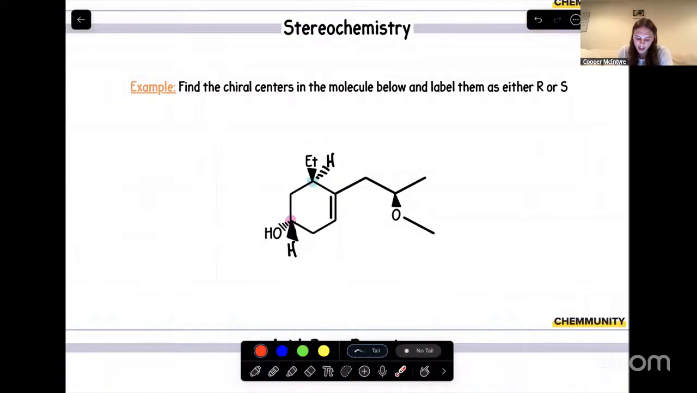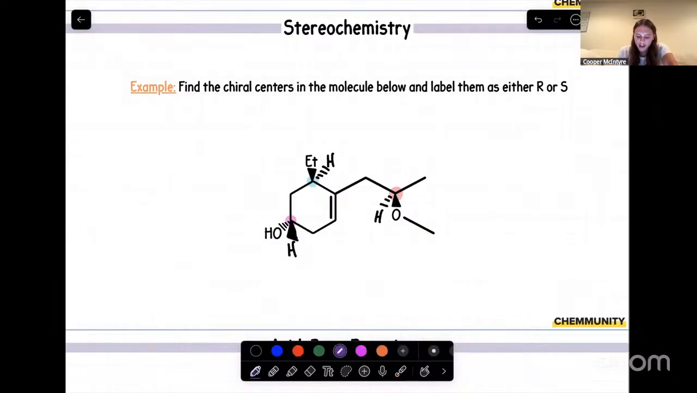And then yet again, we have another chiral center, which is right here in red. And we'll go ahead and add in a hydrogen as well. And all, whether it's the pink, blue, or that red carbon, all of them are chiral because they have four different unique groups coming off of them. So we'll start with this pink chiral carbon.